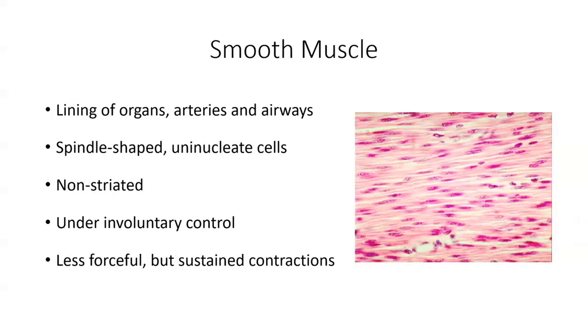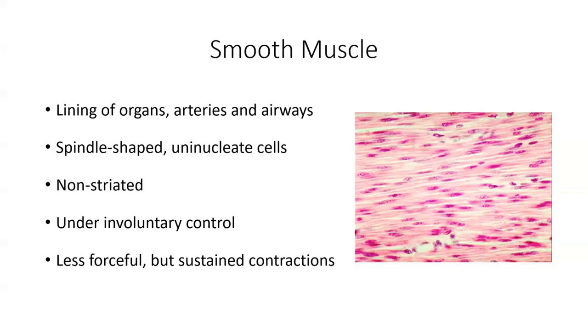Smooth muscle tissue is located in the walls of hollow internal structures, so things like our blood vessels, the airways into our lungs, and many of the organs in our abdominal and pelvic cavity. It's also found in the skin attached to our hair follicles. Smooth muscle cells are spindle-shaped, which is kind of like a long football, so it's thicker in the middle and then thinner at each end. And within these muscle fibers there is only one nucleus.